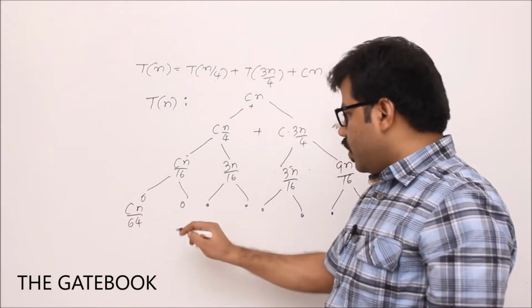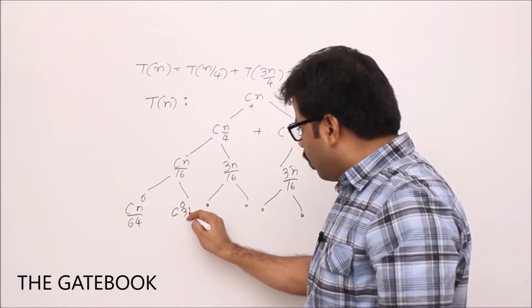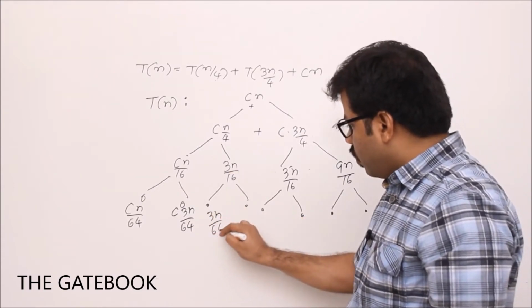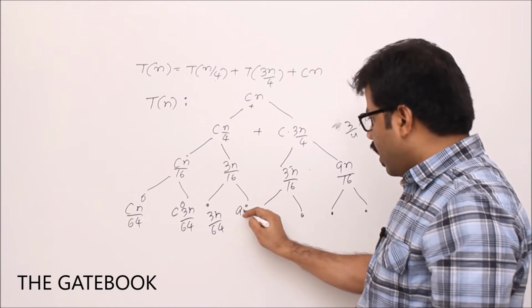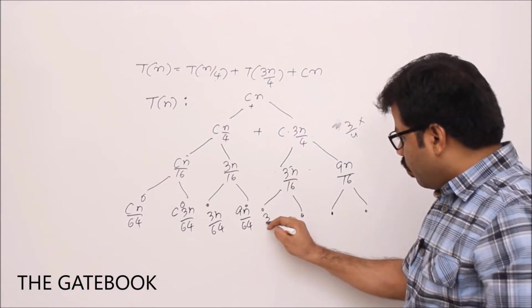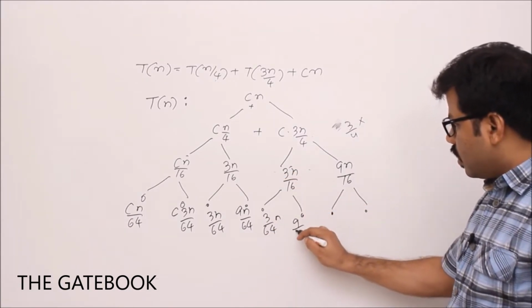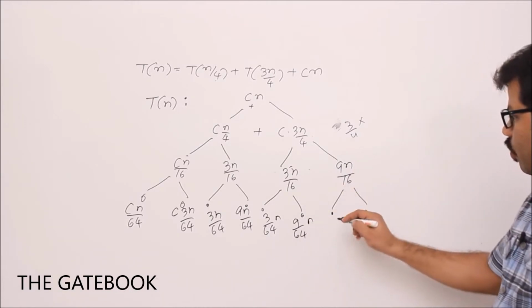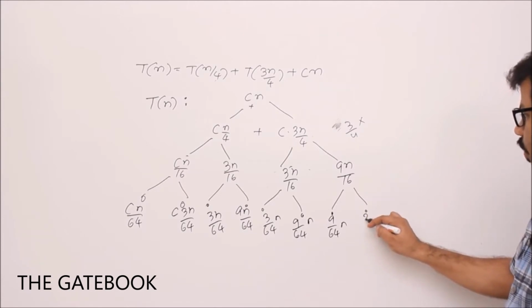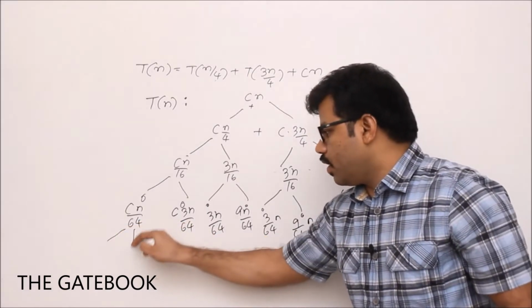This will be 3 by 4th of this one, which is C into 3n by 64. This will be again 1 by 4th, 3n by 64. This is 3 by 4th of this one, it will be 9n by 64. This would be 1 by 4th of this one, it would be 3 by 64 of n. 3 by 4th of this one is 9 by 64 of n. Here 1 by 4th is 9 by 64 n. Here 3 by 4th is 27 by 64 of n. In that way, it will still be continued.